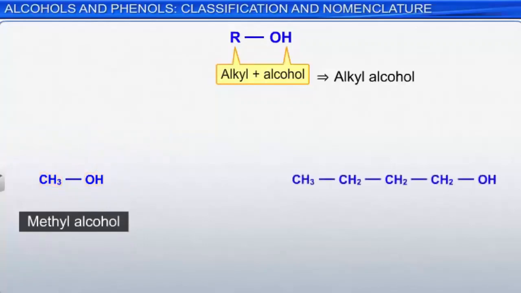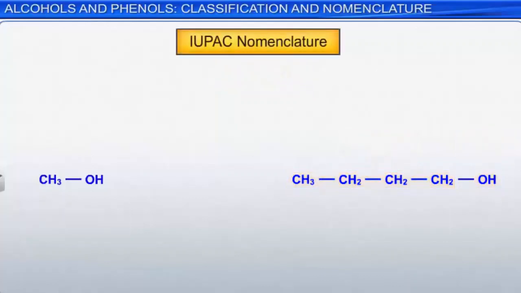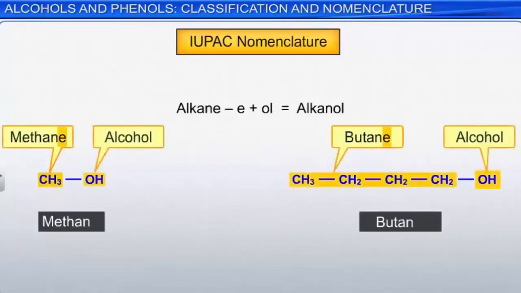The molecule on the right has a 4-carbon chain in a straight line. This corresponds to n-butyl alcohol, where the n indicates an unbranched carbon chain. In IUPAC nomenclature, the alcohol name is derived from the alkane name of the longest continuous carbon chain. Drop the e from the alkane name and replace it with the suffix ol to determine the alcohol name.